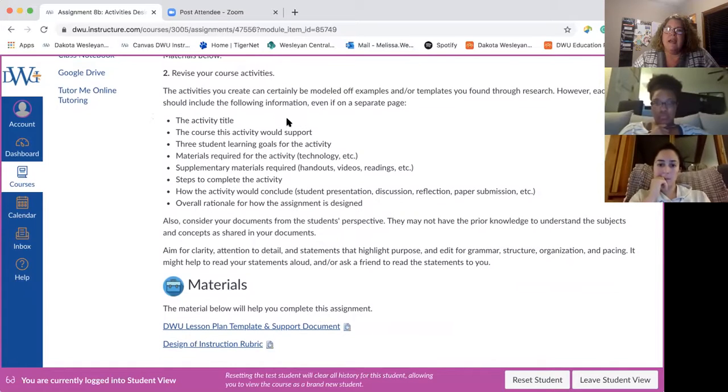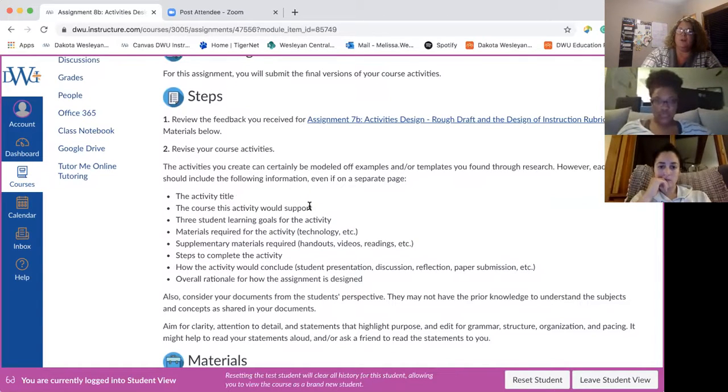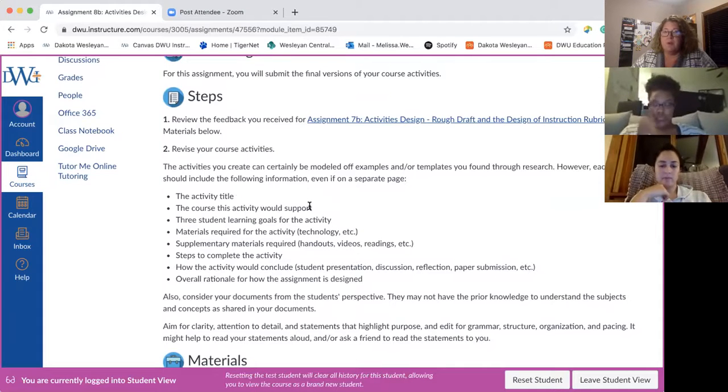So all we need to have in the particular lesson plan that you guys use, that activities design, is going to be a title. The course that it would support, which Anna, in your case, wouldn't necessarily be a course. It would just be adult learning or parent learning or something like that. And then, as I mentioned before, those 3 student learning goals for the activity. So what are you trying to get out of that activity? What do you want your students or your parents to walk away from?